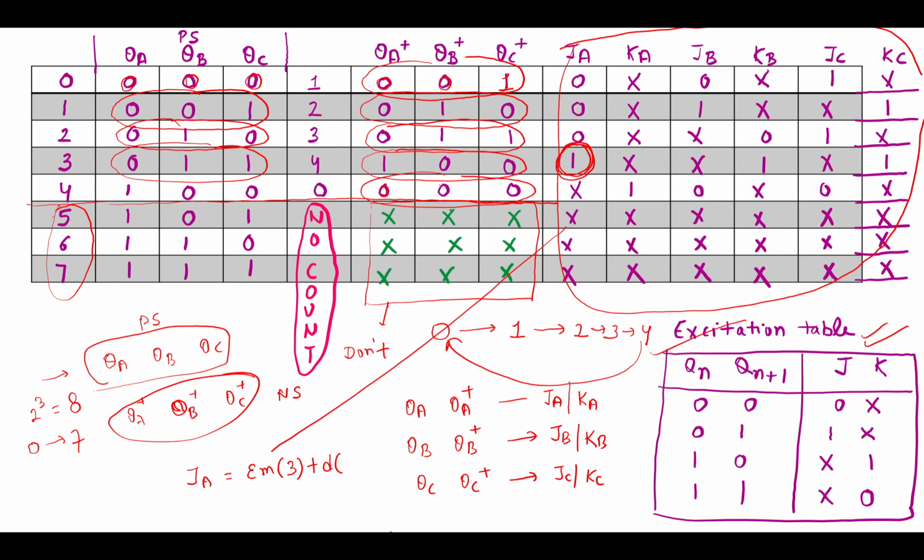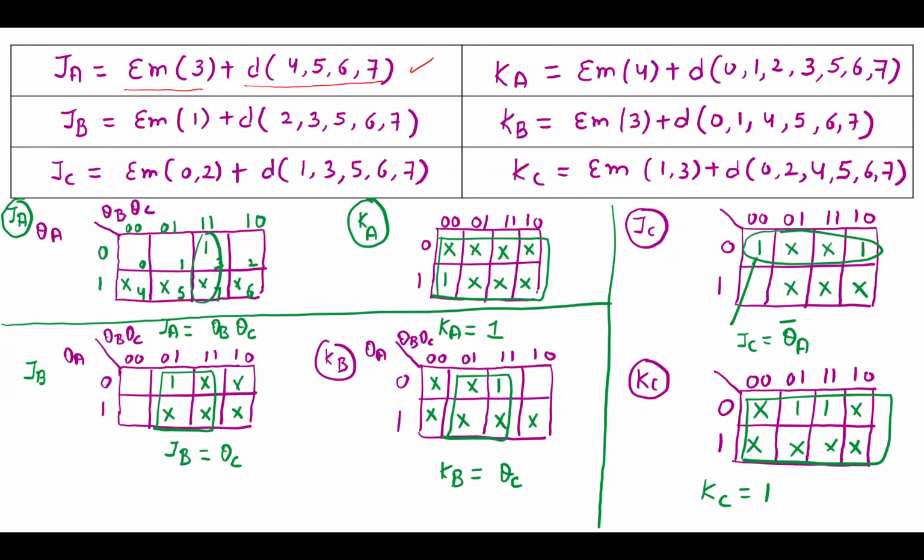So what are the don't cares? 4, 5, 6 and 7. This is the J value. So from this table we write all these values: JA, KA, JB, KB, JC, KC. Now we go for the Boolean expression implementation. How to find the Boolean expression? We apply the K-map. This is the K-map for JA, and we get the JA value as QB QC.